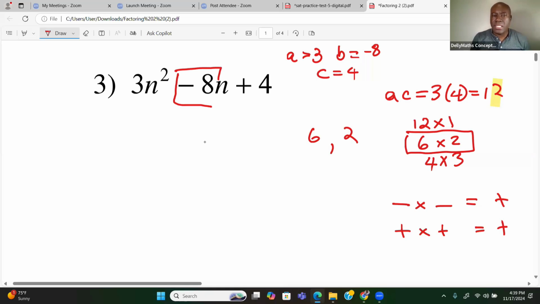So if B is positive, then these two numbers will be positive. But if B is negative, then these two numbers will be negative. And as you see, B is negative. Therefore, these two numbers are negative.